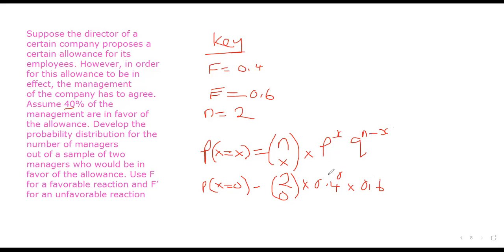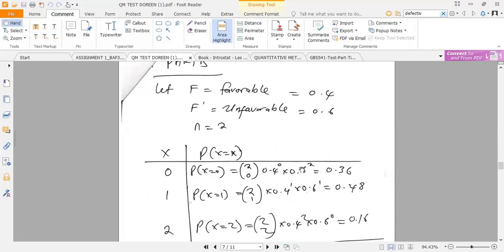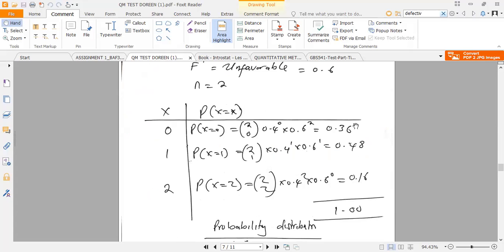So that comes here, and we'll put a 2 there. So we're going to find for each of them. So this is where it's coming from. For 0, 2 combination 0, the 0 comes there, and the 2 comes there. So we get 0.36. One manager is in favor, so 2 combination 1. 1 comes there, the difference comes there. So we get 0.48. And 2 managers are in favor, we do 2 combination 2. The 2 comes there, the difference comes here. So the total probability is 1.